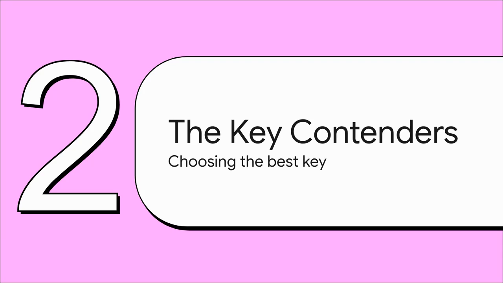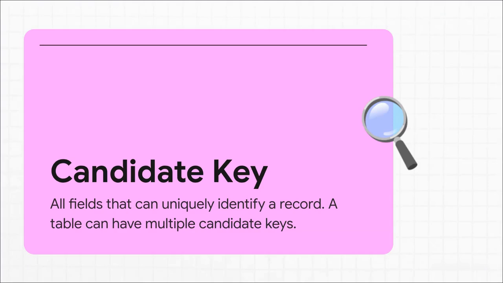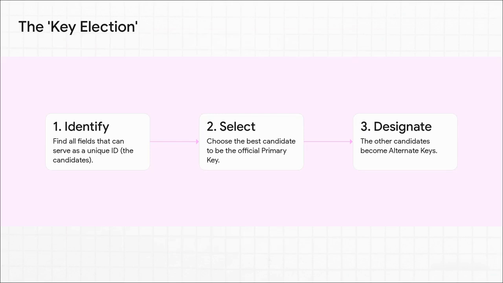But hang on, how do we actually decide which piece of information gets to be the primary key? Sometimes a table has more than one option that could do the job. And this brings us to what I like to call the key contenders. So any field that has the potential to be the primary key is called a candidate key. You can think of these as all the nominees for the top job. They're all unique, none of them are empty, and a table could have a few of them all vying for that top spot.